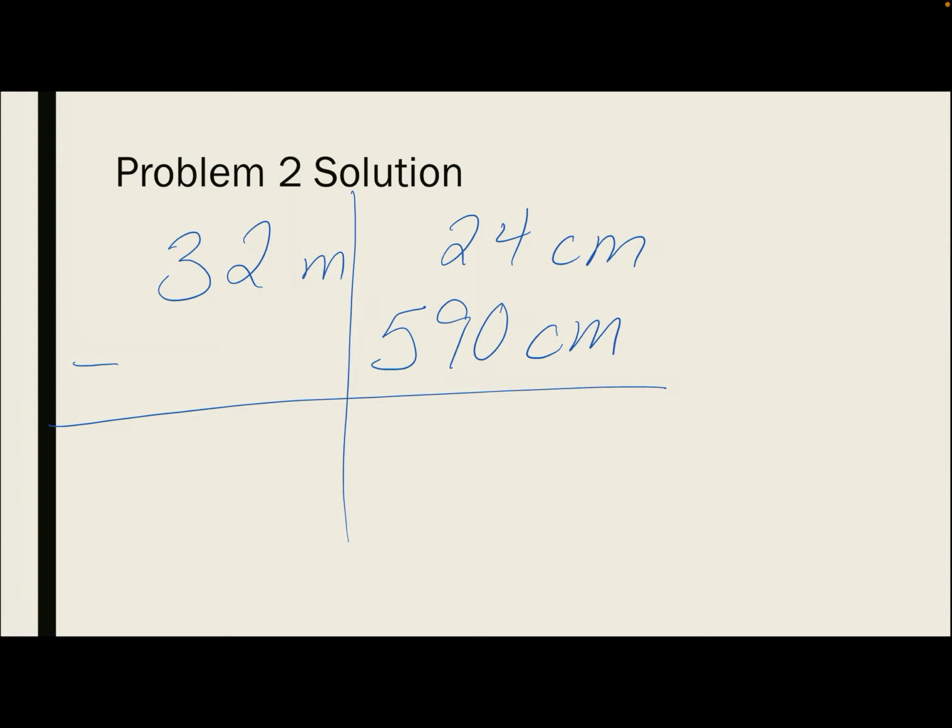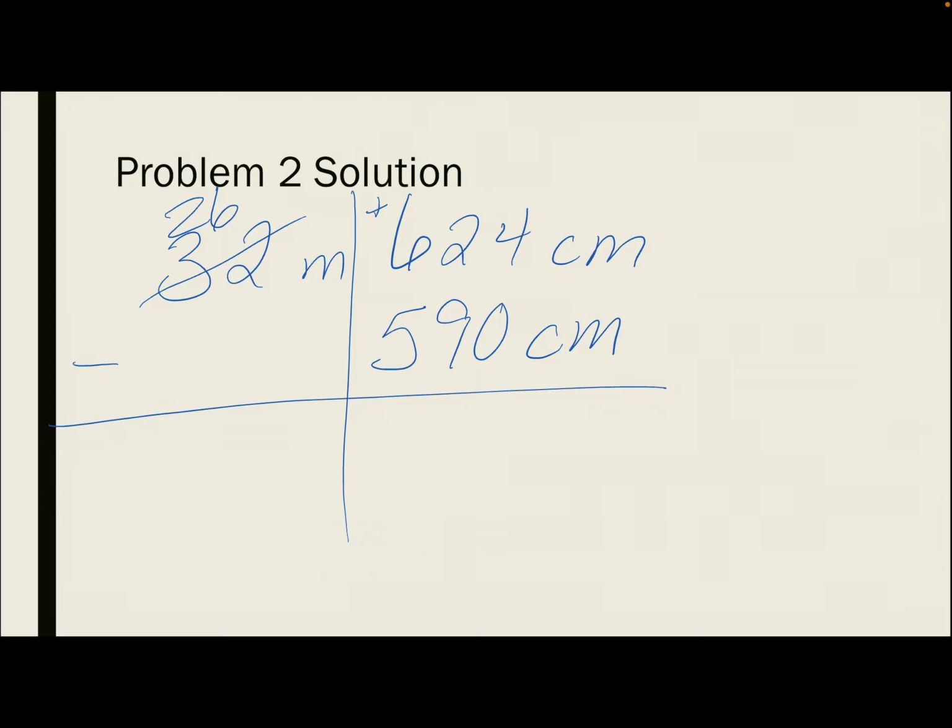So in order to do that, we're going to have to borrow at least 6 meters to equal 600 centimeters. So 32 minus 6, that'll give us 26 meters and 600 centimeters over here. So that gives us 624 centimeters minus the 590.